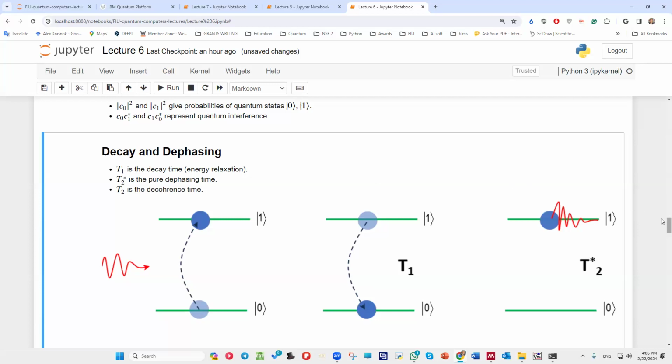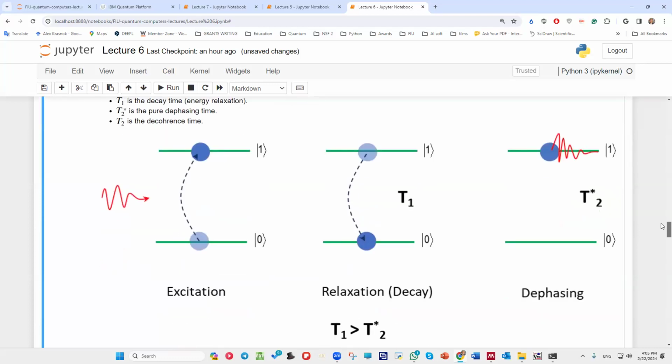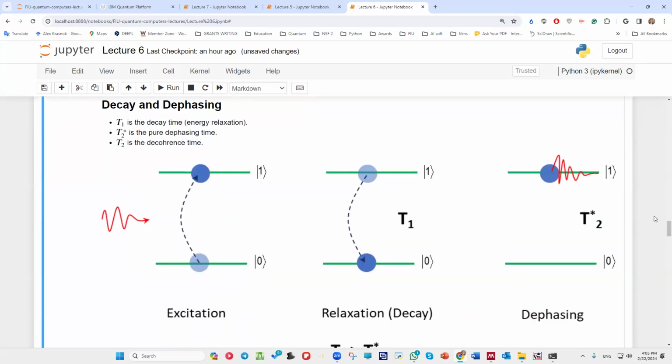And the result of the interaction of a quantum system with the rest of the world leads to two very important effects, summarized here. So let us, for example, consider a qubit again, and we assume that the qubit is excited by some stimuli. It can be, for example, an optical pulse or electromagnetic pulse.